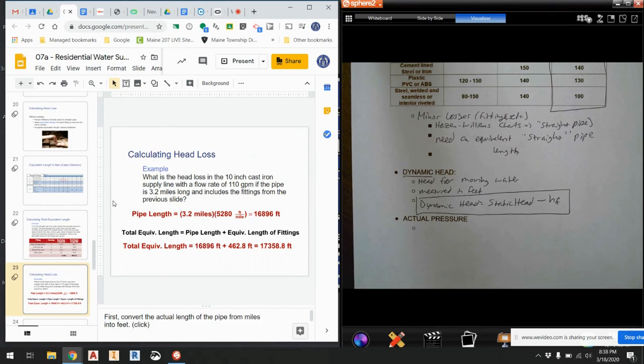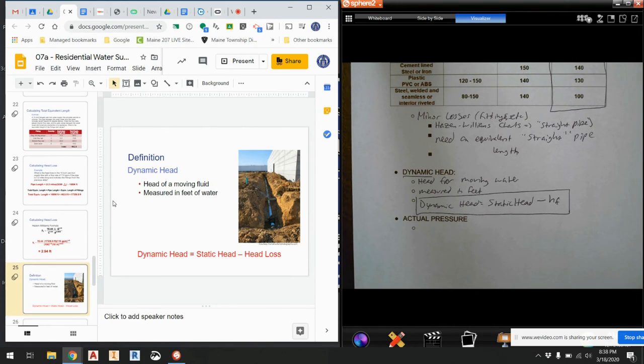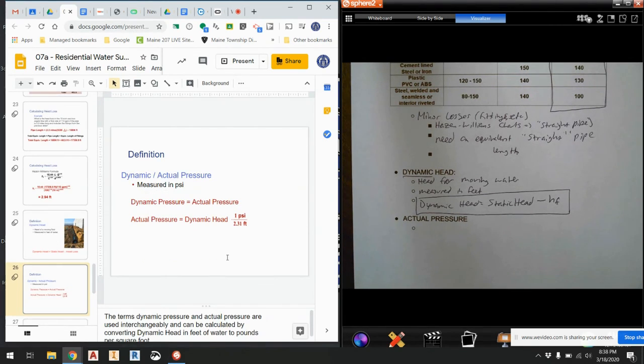There's a whole bunch of examples here of calculating head loss. I'm not going to go over that in this presentation because we're going to do these examples. So again, big picture is dynamic head is the head you started with, static head, minus the head loss. All right.